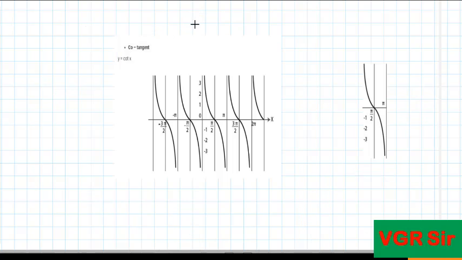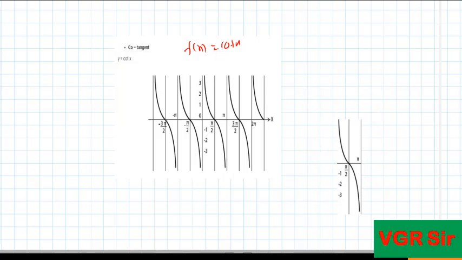Okay students, next my function is cot function, f of x equal to cot x. Now I want to choose a positive x value, an interval on the x axis, so that that interval gives a complete cycle of the graph of the cot function. Observe here. So this is the graph: 0 to pi by 2 and pi by 2 to pi. Total length is pi only.